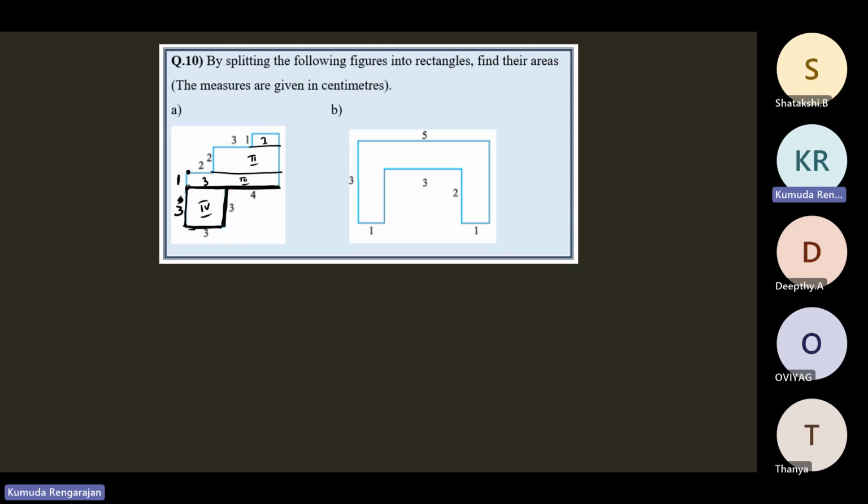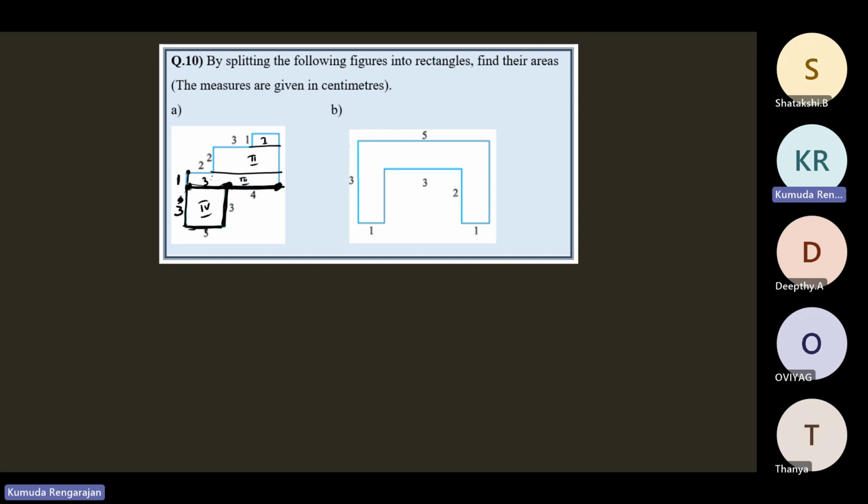So this one is 3. From here to here is 3. From here to here is 3. And from here to here it is given it's 4. So 4 plus 3 is 7 centimeters, the length of rectangle 3. From here to here is 4, given. And this one is 3 because opposite sides are equal. So 4 plus 3, 7 is the length of rectangle 3.